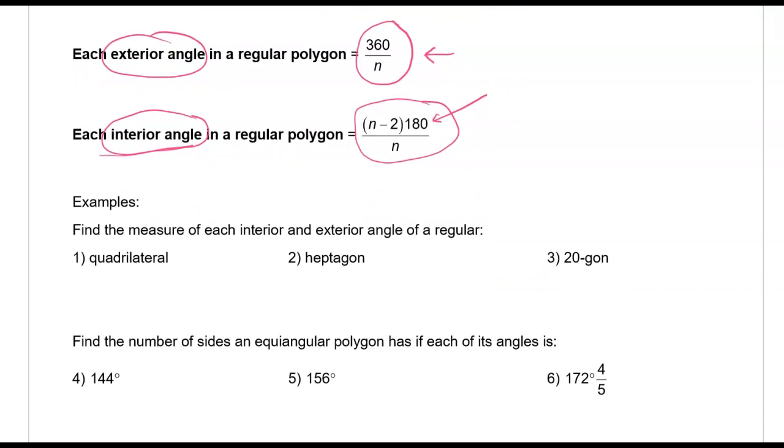Find the measure of each interior and exterior angle of a regular quadrilateral to begin with. A quadrilateral has 4 sides. n will equal 4. The exterior angle of a regular quadrilateral is 360 divided by 4, which is 90. For the interior angle, you can take that 90 and find its supplement, or you can do the sum of the interior angles divided by n.